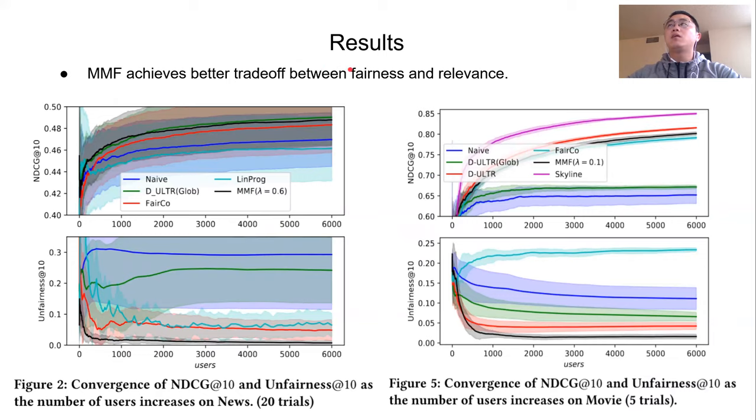Now let's take a look at how our method performs in terms of the trade-off between fairness and relevance. As you can see, our method MMF, the black line, can achieve better NDCG performance compared with other fair methods like linear programming and FairCo, while it has much lower unfairness. So we can claim that our method can achieve a better trade-off. Such performance also exists in the MovieLens data set.